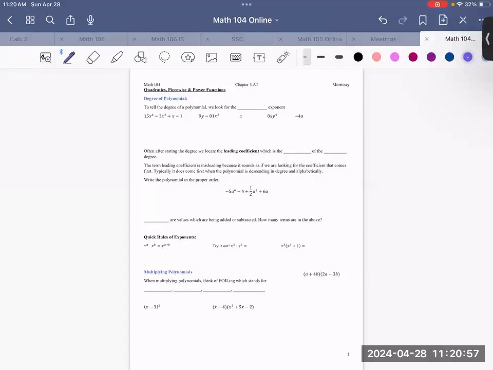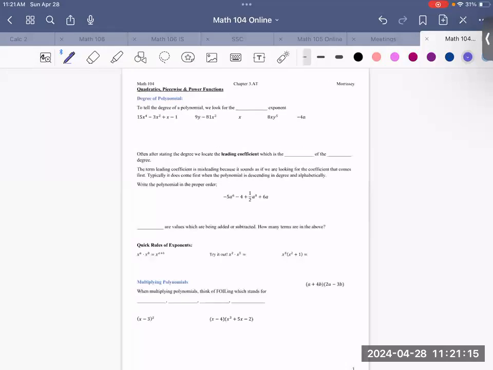Welcome to Math 104, Chapter 3 Intro, where we are now starting our quadratics journey. So first thing, we are now dealing with a degree of a polynomial that no longer is 1. So let's take a look at what our degrees do.